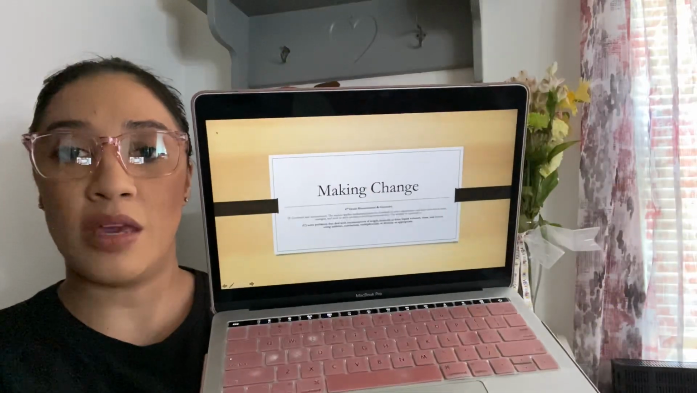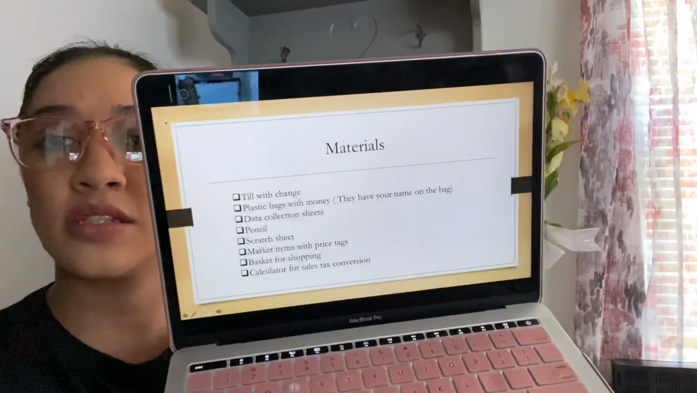So that will be, and mine is centered around a market day. That'll be the activity that they do, just so you know, with the materials that I'm going to show you next. So the materials for this, they would need a till to give out change. They will have pre-made plastic bags with money, a data collection sheet or a receipt, a pencil, scratch sheet of paper for them to take notes, or if they don't have enough room on their receipt. Market items with price tags, which I will show you in a second.